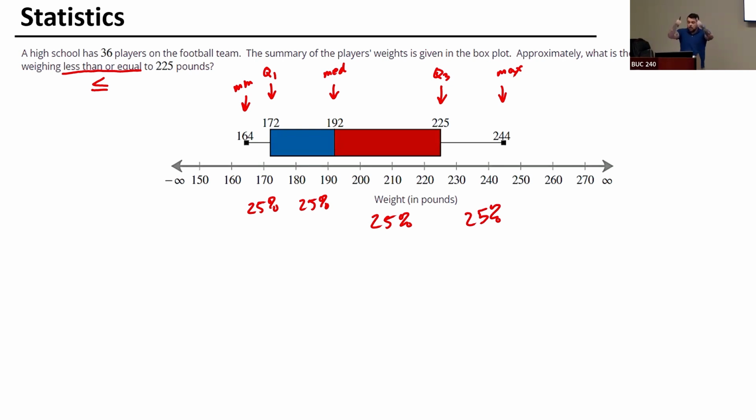So most of my data fits where? In a box plot, where is most of my data? Between what? Q1 and Q3, right? That's where 50% of my data is, okay? So, how many of the players weigh 225 or below? Exactly, 75%.